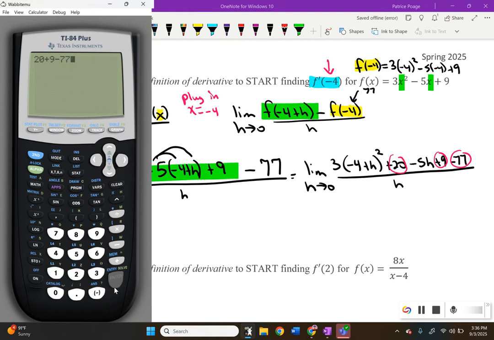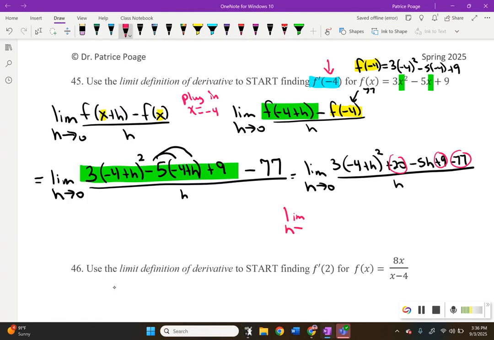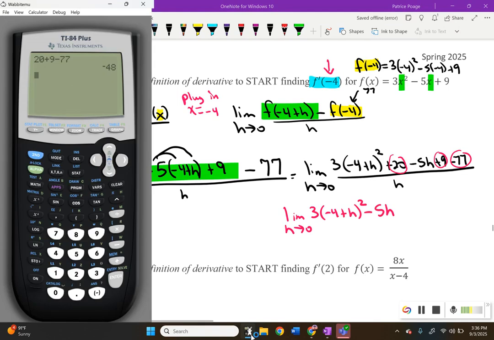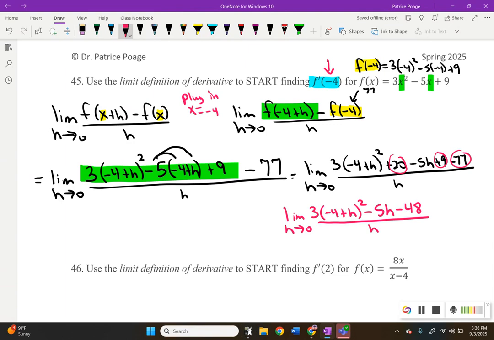And that gives me negative 48. So I have the limit as h goes to 0 of 3 times negative 4 plus h squared minus 5h. And then I just plugged those in and got minus 48. And that's all over h. And that's as far as I can go. Next thing I'd have to do would be FOIL that out.